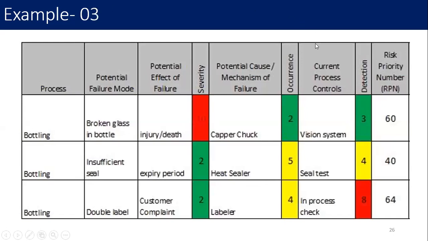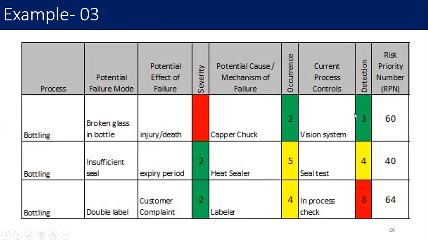In this example, this is related to food processing. The bottling is the process, and there are potential failures: broken glass in a bottle, insufficient seal, and double seal. Then severity: broken glass in a bottle, its severity is very high. Someone may die after consuming this one. So severity is 10. Occurrence is very low. It does not always happen. Then detection: if we have sensors, good staff, and procedures, then we can detect. But with respect to the process of this company, the detection is around 3, right?